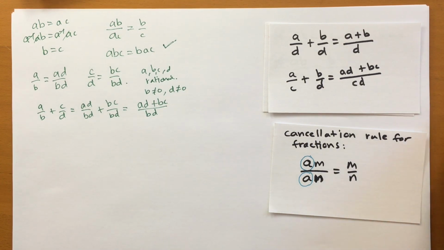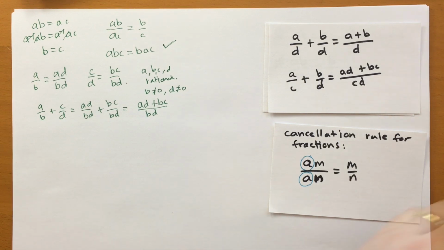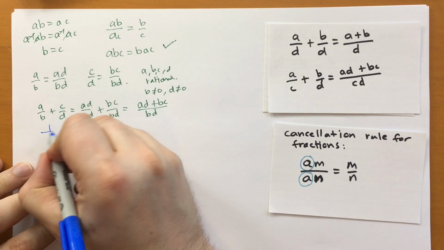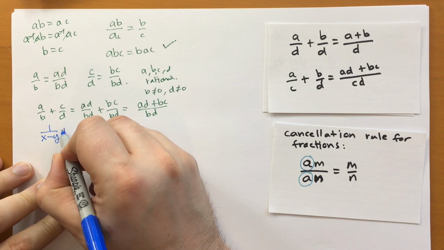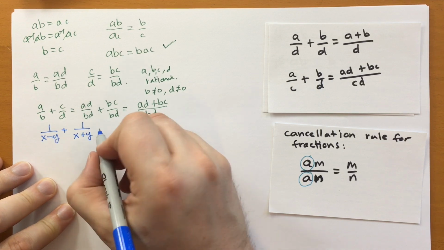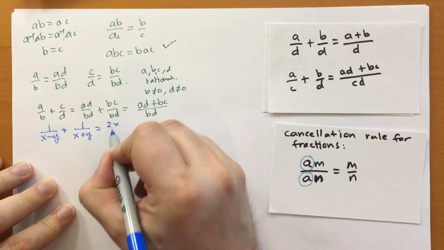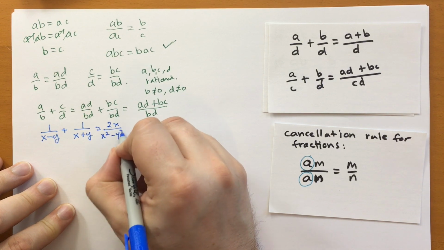Example. Ooh, this is getting fun. I'm going to use this pleasant blue. I'm color ignorant. I like this blue color. This is really cool, and this is when it starts to get really fun. Show that 1 over x minus y plus 1 over x plus y is equal to 2x over x squared minus y squared.